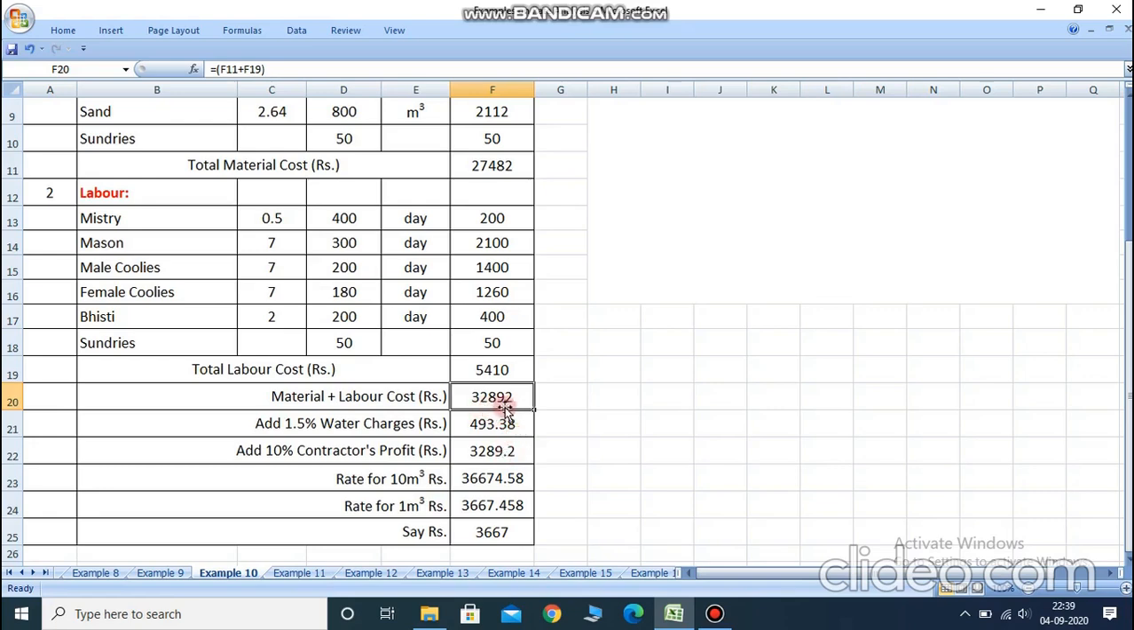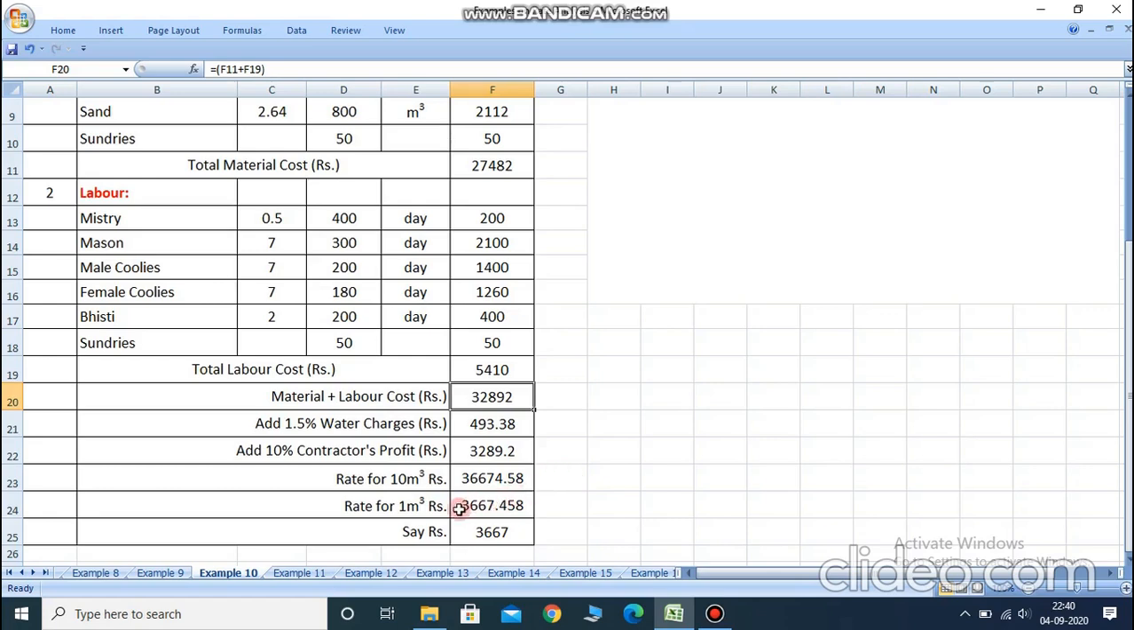So 32,892 multiplied by 10%, so 3,289.2 is the contractor profit. So the summation of 32,892 plus 493.38 and 3,289.2. The summation of all these three values is 36,674.58 rupees, the total answer for the 10 meter cube brickwork.